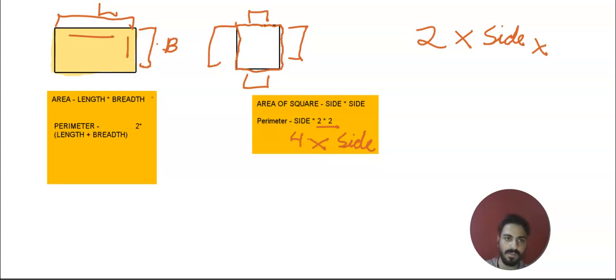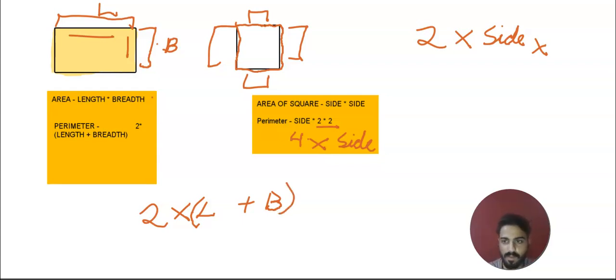Now why am I saying so? See over here, if you haven't put the bracket, you will multiply 2 into length, and then you will add it with breadth because of the BODMAS rule. So we don't make that mistake. We do 2 into the bracket of length plus breadth. Okay, that's the formula.